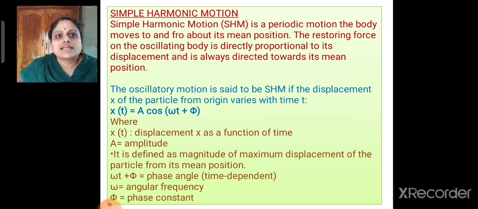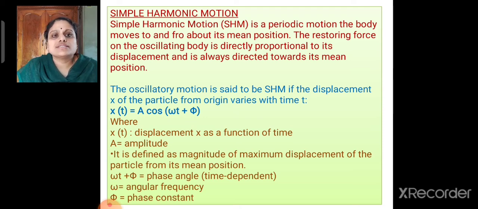So we had seen that SHM is a periodic motion in which a body moves to and fro about its mean position. The restoring force is proportional to the displacement and is directed towards the mean position. An oscillatory motion can be called simple harmonic if the displacement x of the particle varies with time t according to the function x(t) = A cos(omega t + phi).